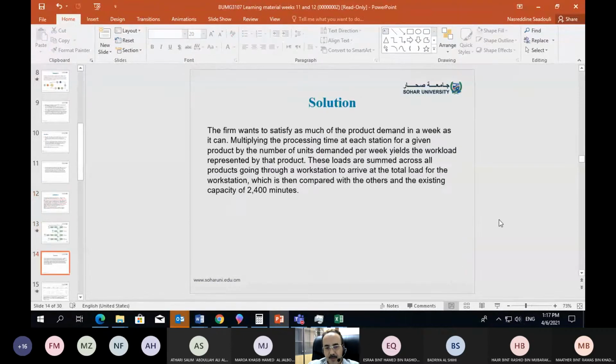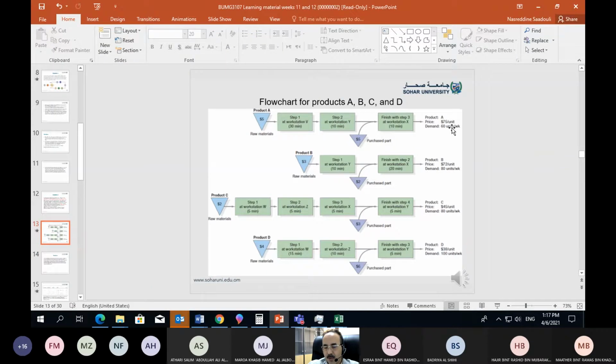The way this works is the following. We want to satisfy as much of the demand as possible. So we determine the time it takes to process each of these products. For instance, here I have 60 units of product A. Each unit takes 30 minutes in station V. So in a week, how many minutes will I need? I will need 60 times 30, 1,800 minutes.